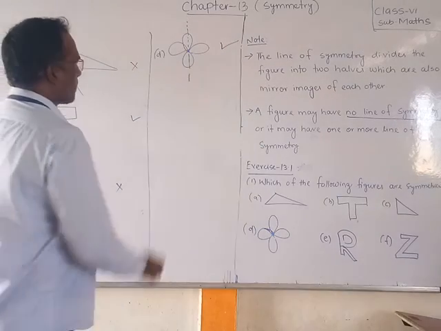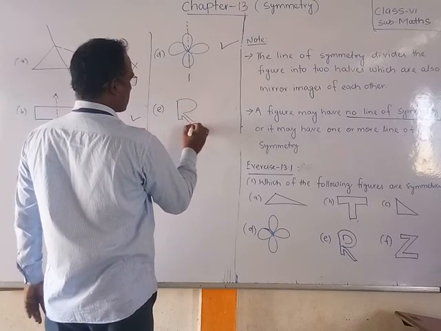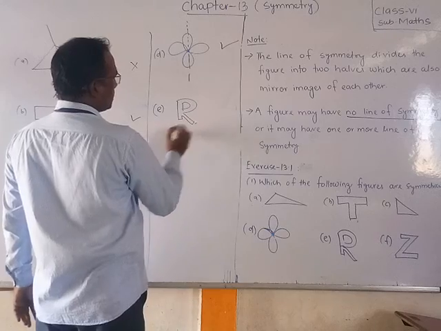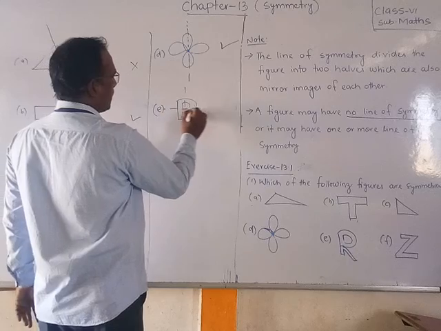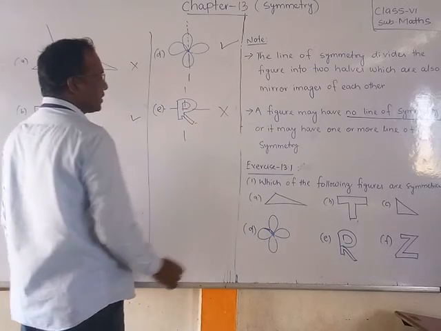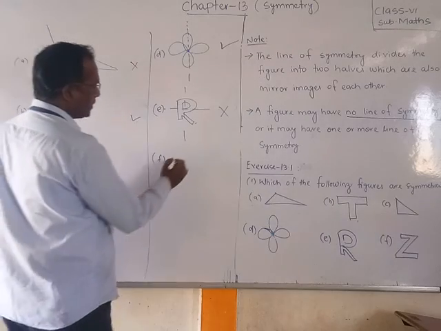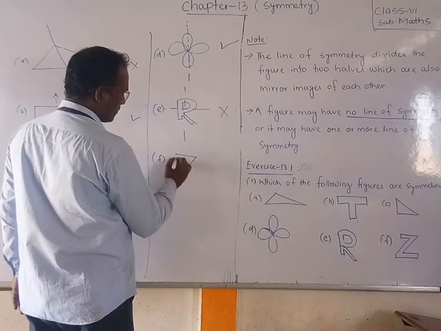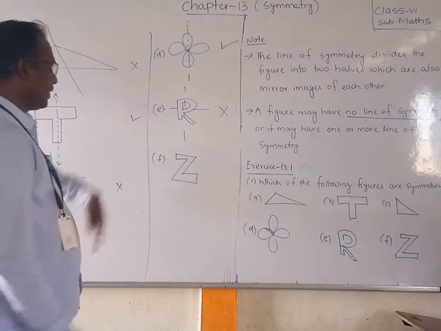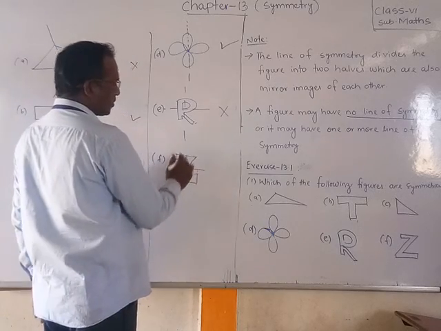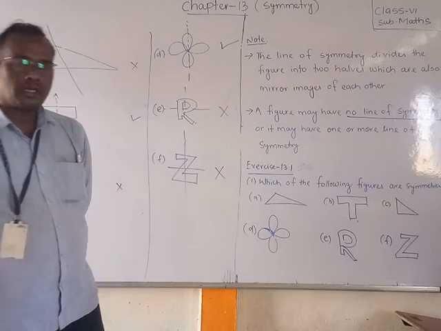Okay. Now E. What is that? Just like one R. Now look, students, how we will draw. It is not possible. If you draw one line like this, it is not possible. If you draw like this, it is not possible. So it is not a symmetrical figure. Okay, A B C D E F. F is the English alphabet letter Z. So how is it possible? If you fold it, if you draw like this, the same will not come. Like this also, it is not possible. So hence friends, this is not a line of symmetry.